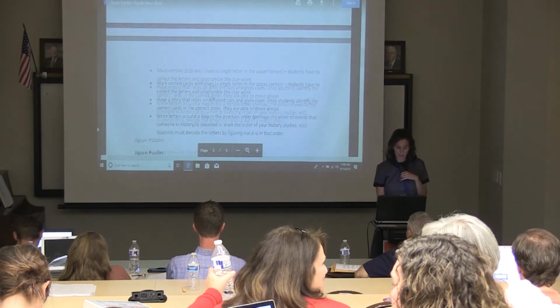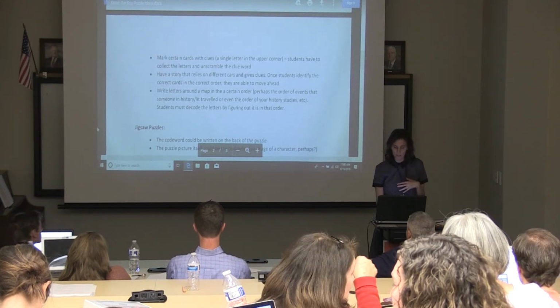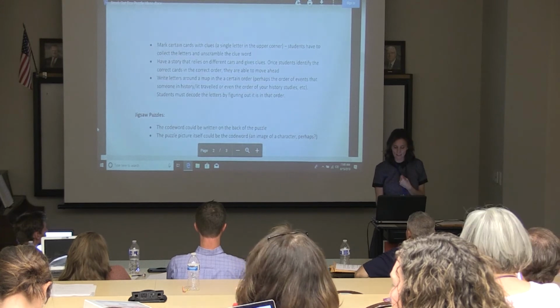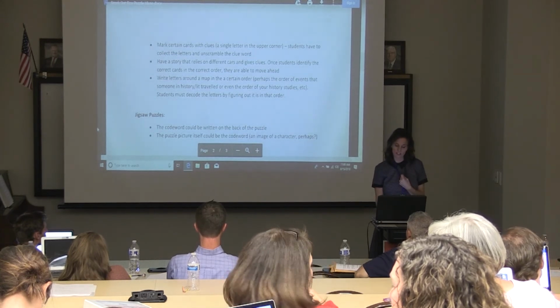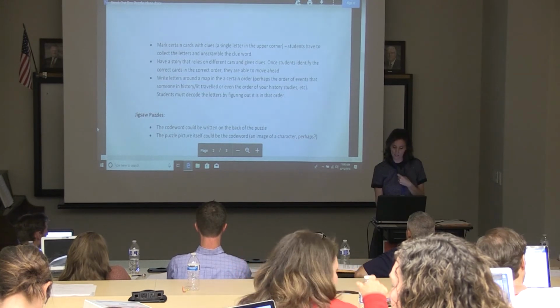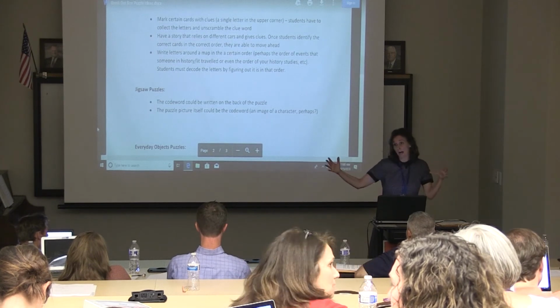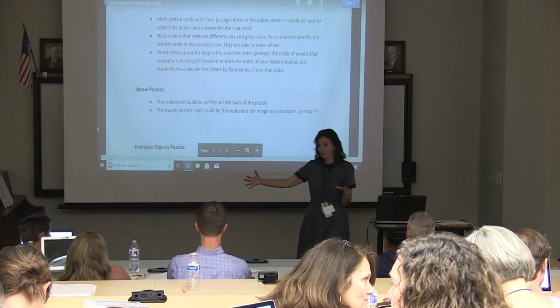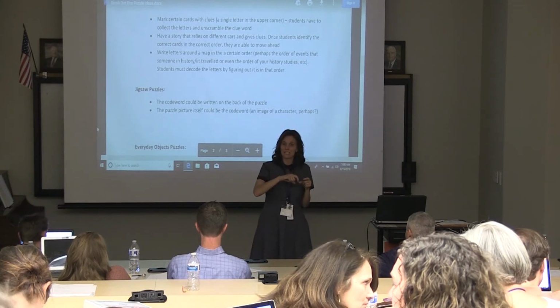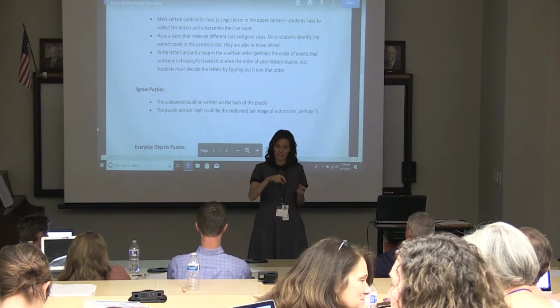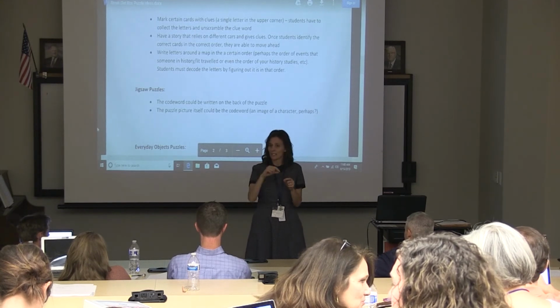Card sets and mats. You can work certain cards with clues. You can have a story that relies on different cards. Sorry, I have to fix that. You could write letters around a map. I've done this before where I have a map of something, and then based on the events, we actually do it with Abraham, based on how his travels went, there are different letters.